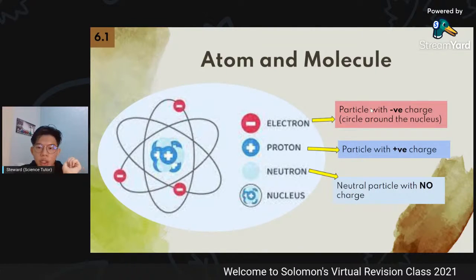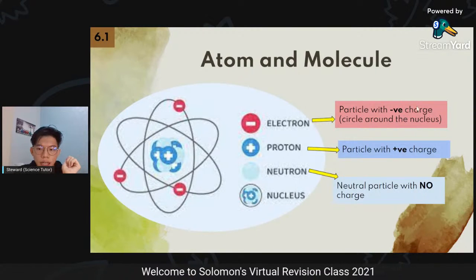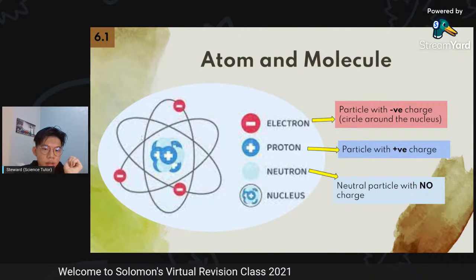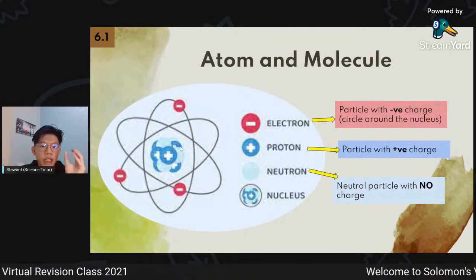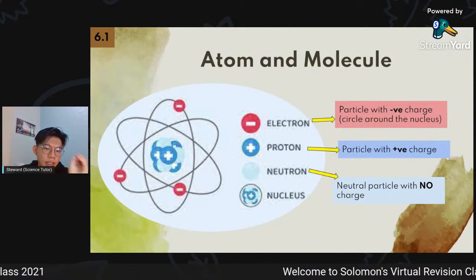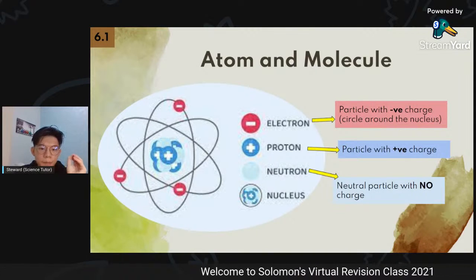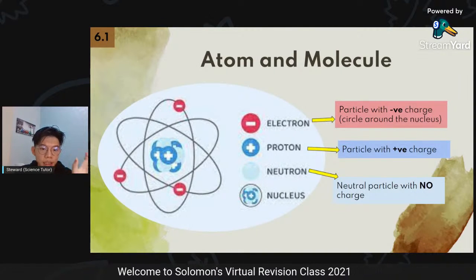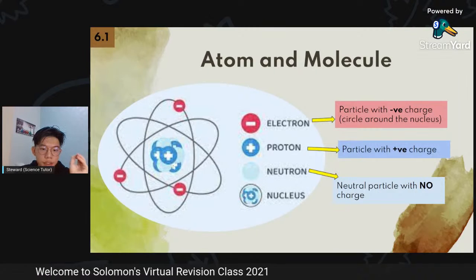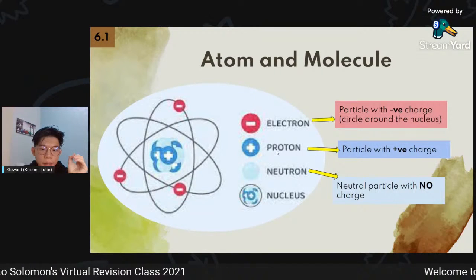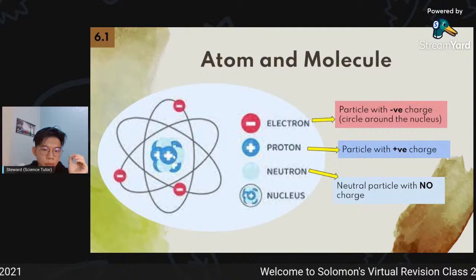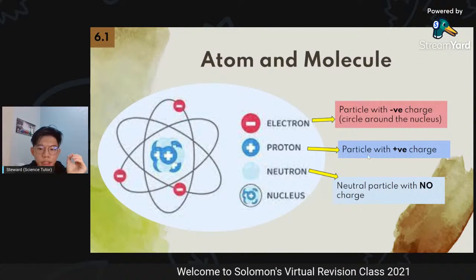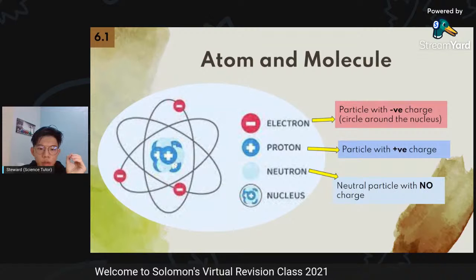Electron consists of negative charge that circles around the nucleus. So you can see the nucleus is here. What are the particles that make up this nucleus? They are proton and neutron. They both stick together. We got proton here and we got neutron here, so it became the nucleus here.